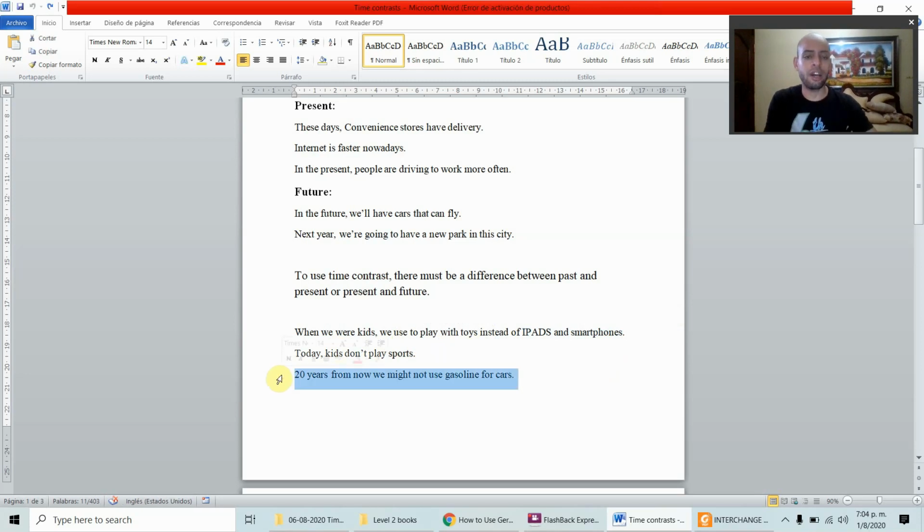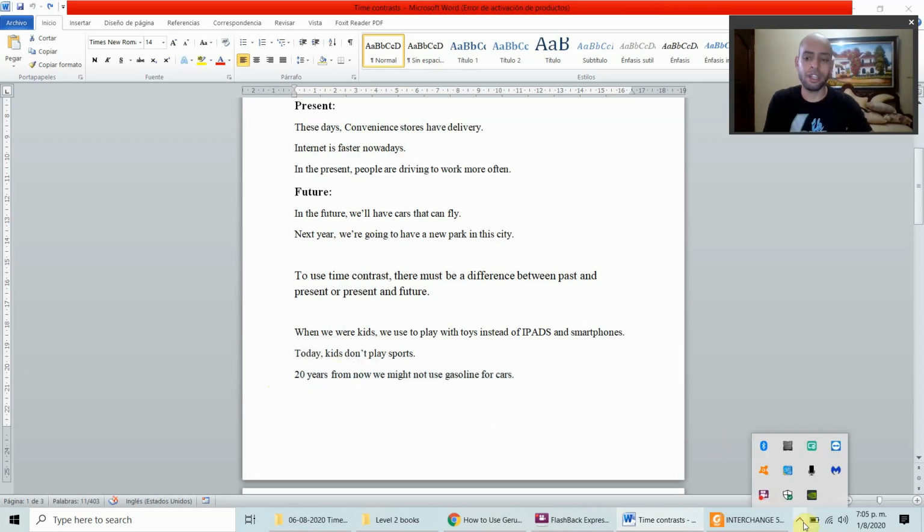20 years from now, we might not use gasoline for cars. Today, in the present, what do we use? What do we use to drive cars?